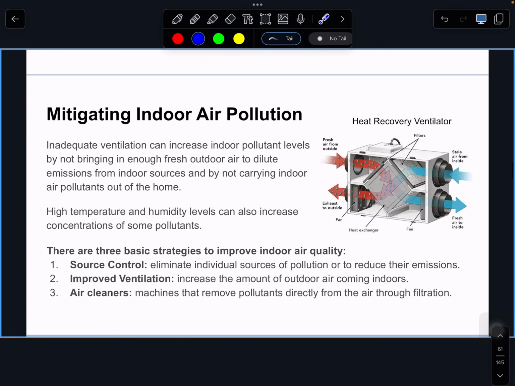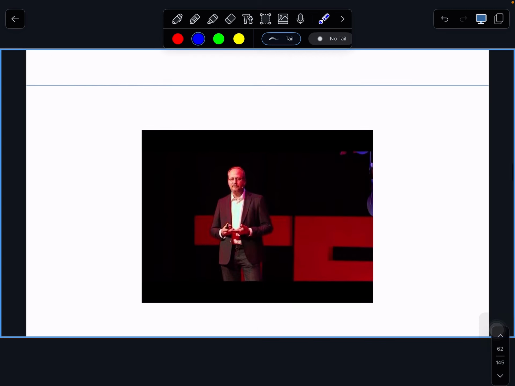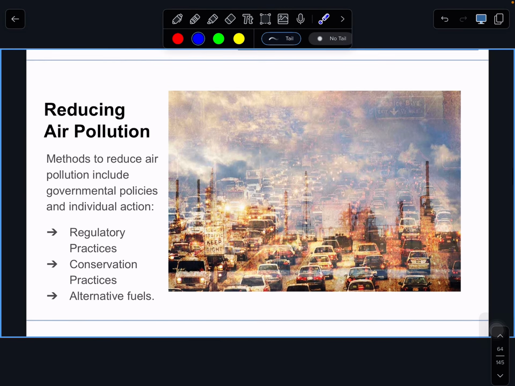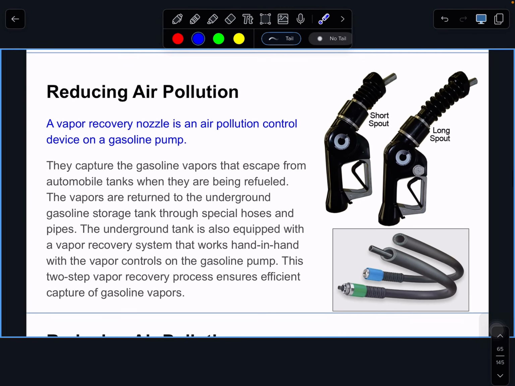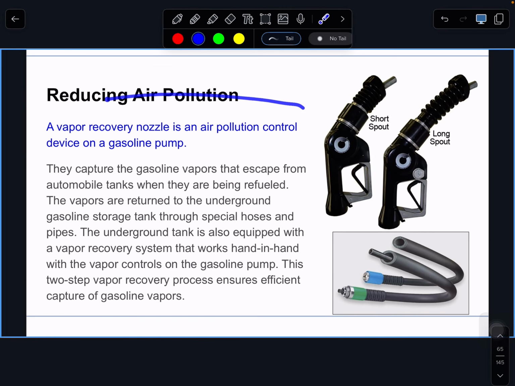So ways to mitigate indoor air pollution is you have ventilators that can take it out of the air. Other ways that you can mitigate air pollution is by having a vapor recovery nozzle. So go ahead and just, for this last little section of your notes, put mitigating air pollution or fixing air pollution. We're going to talk about a couple of steps that we can fix air pollution, and then we are done with air pollution. And I just said air pollution like 13 times in a row, so forgive me for that.